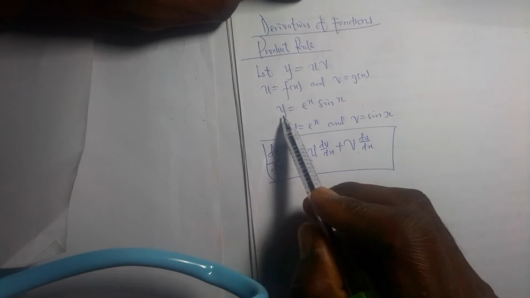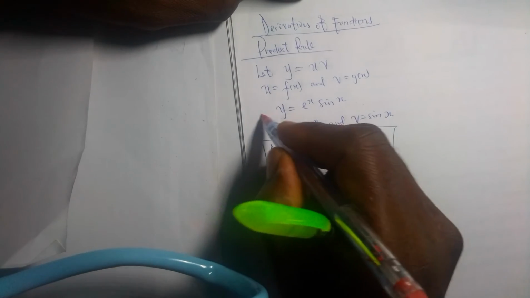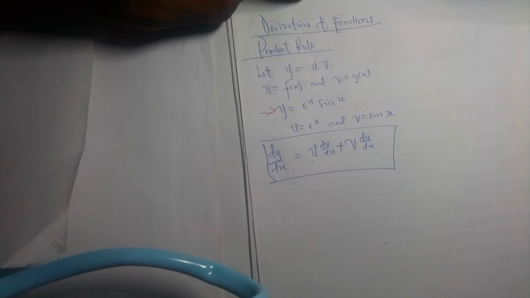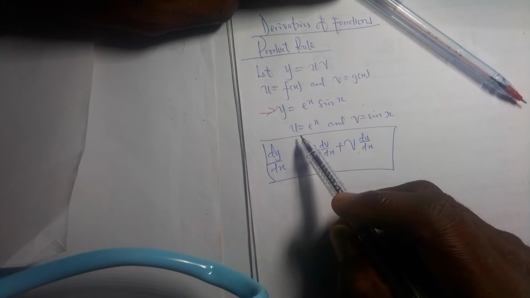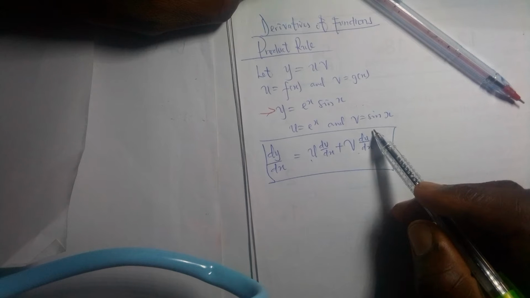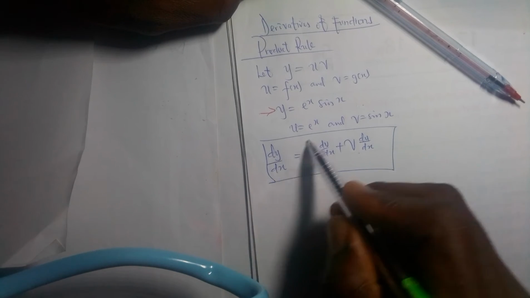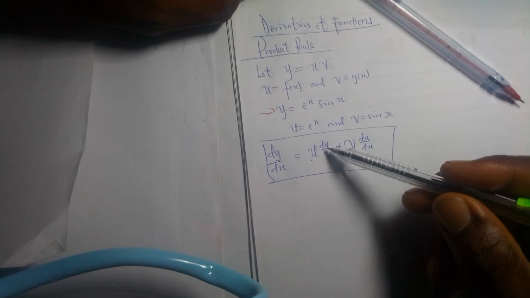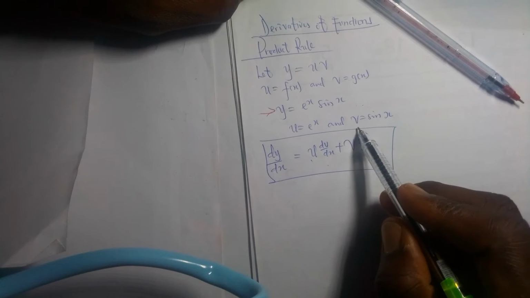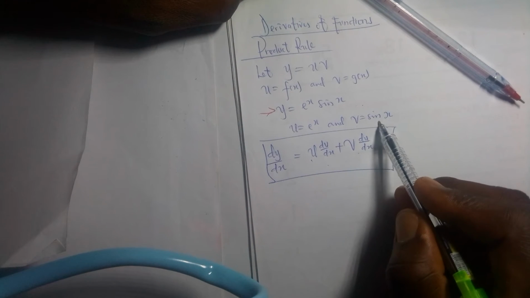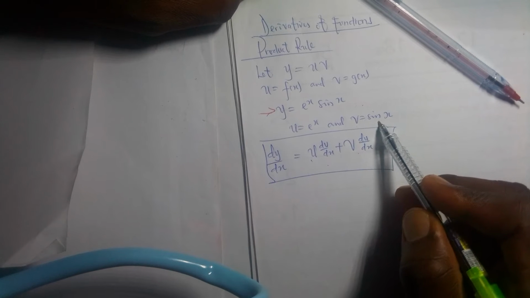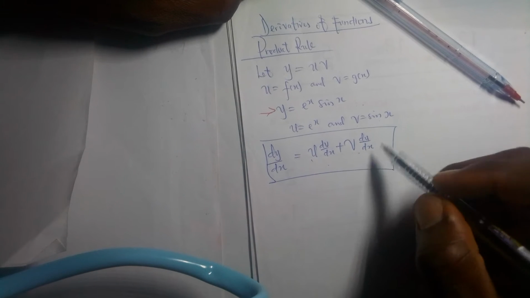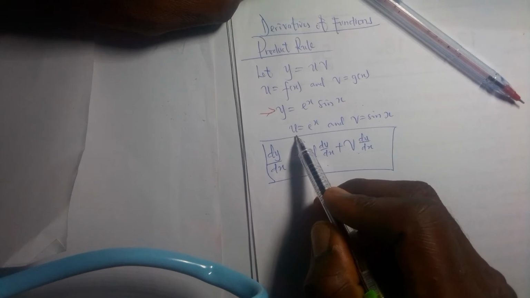Like in this case, we have y equals e^x sin x. As we have said, let u be equal to e^x and v be equal to sin x. So that means if you're going to find dy/dx for this one, what you just need to find next is dv/dx, which means finding the derivative of v with respect to x, and then du/dx, which means finding the derivative of u with respect to x.